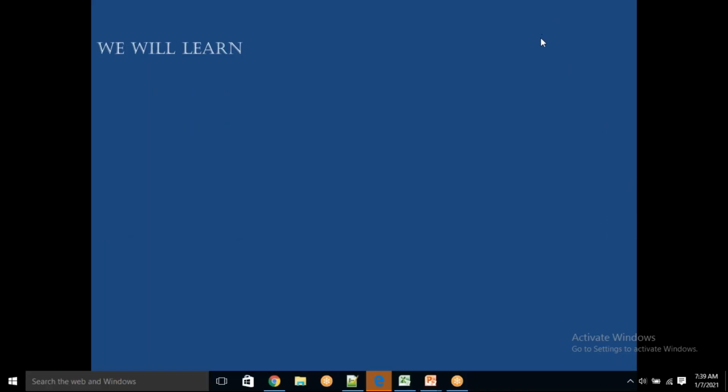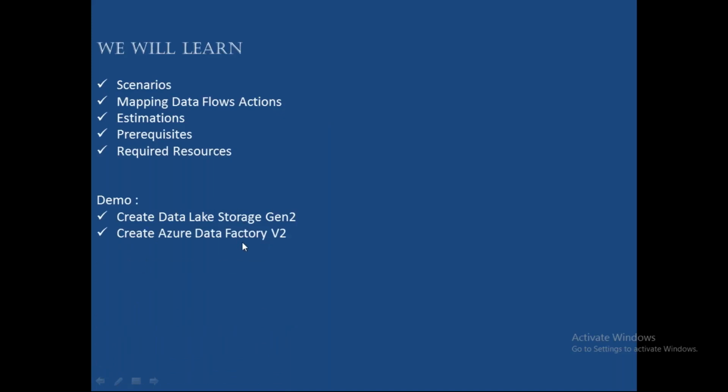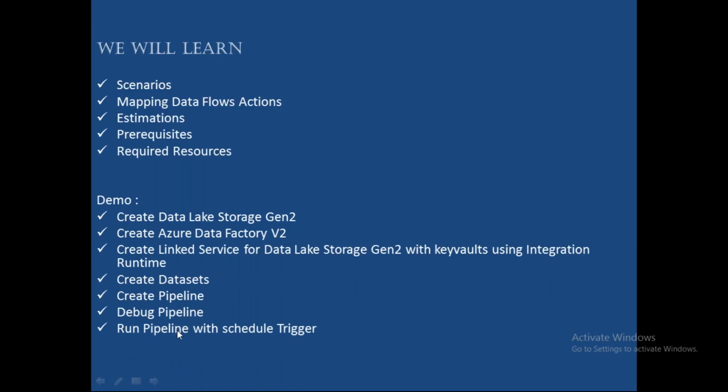Now in today's session, we will talk about scenarios, then mapping data flow actions, estimations, prerequisites and required resources. Then with respect to the demo, I will show you how to create Data Lake Storage Gen 2 and Azure Data Factory V2. Because I just want Data Lake Storage Gen 2, I don't require the databases and other stuff. I will create a linked service for Gen 2, a dataset and a pipeline, and I'll debug the pipeline. So mostly we are debugging the pipeline.